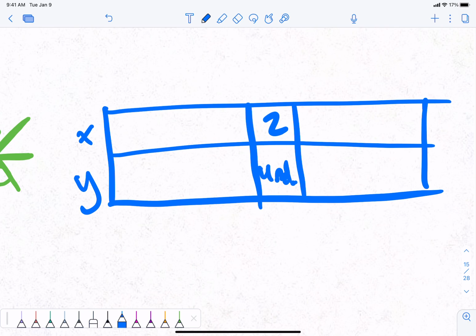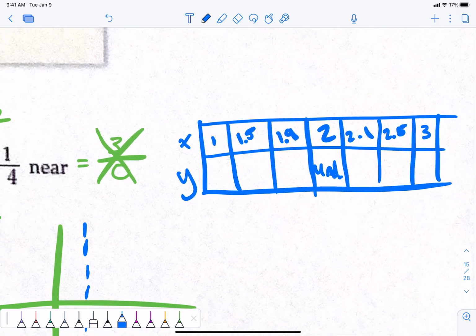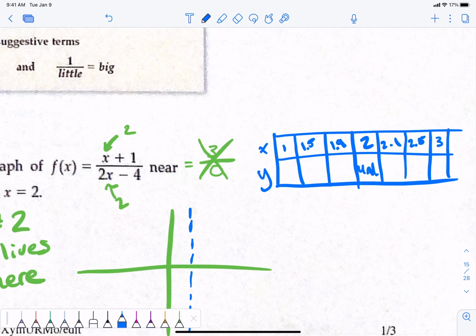But let's plug in 1, and let's plug in 3, but also 1.5, 2.5, and 1.9 and 2.1. We want numbers that are really, really close to 2, and we'll plug them in and see what happens on either side. So help me out here.